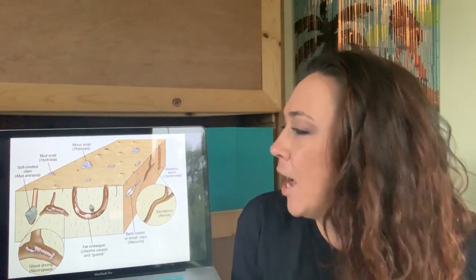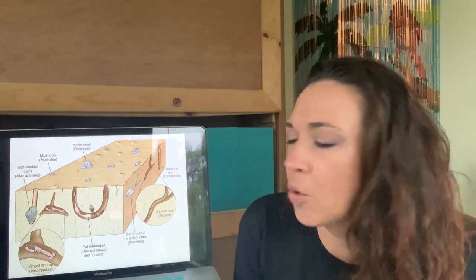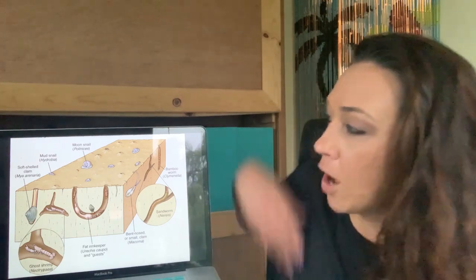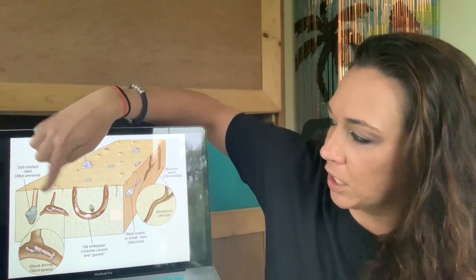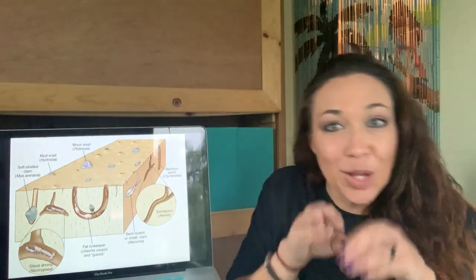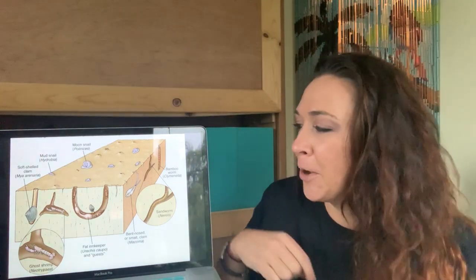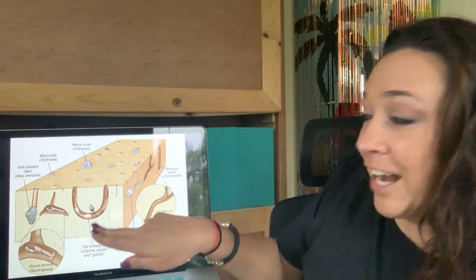You've got other species of worms. Worms are really common here. So are clams, little shrimp, crabs, stuff like that. Very, very common, especially your burrowing clams right here. Your little ghost shrimp digs a little burrow, hides inside, pokes its way out. This guy is the fat innkeeper worm.